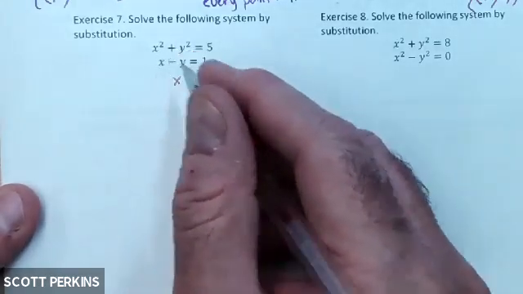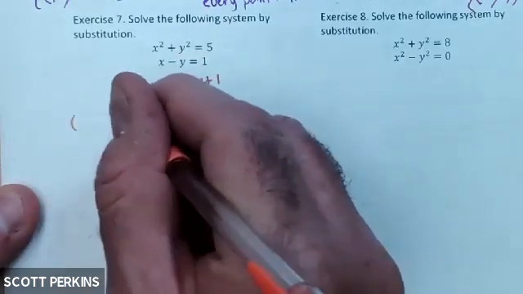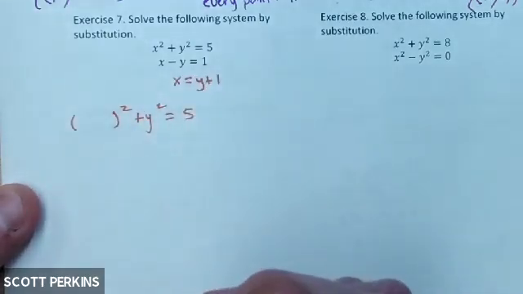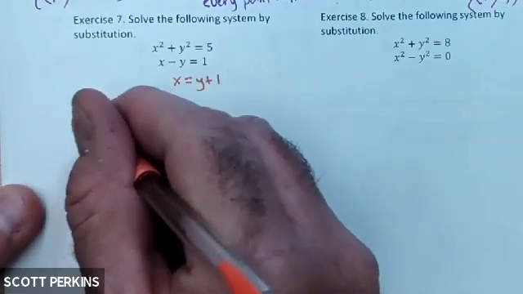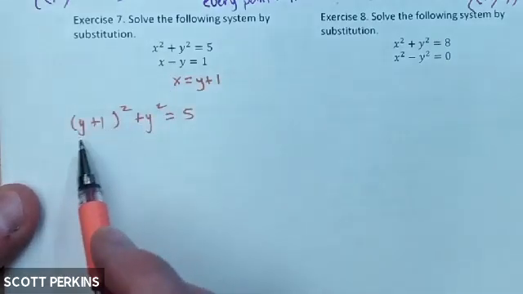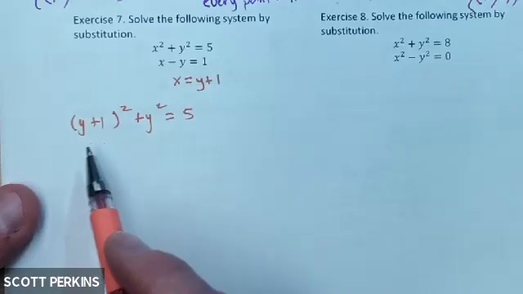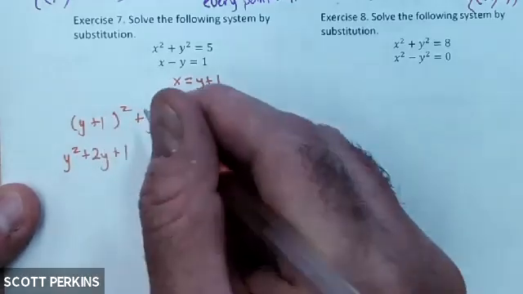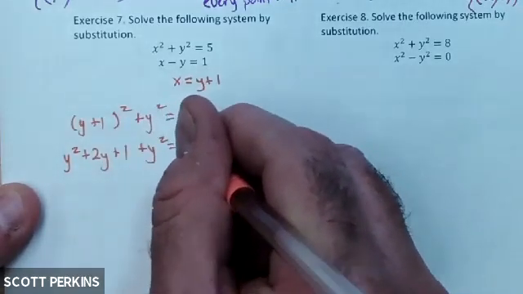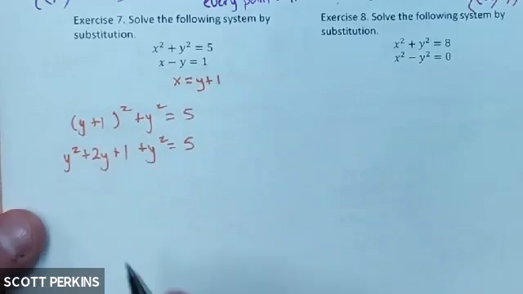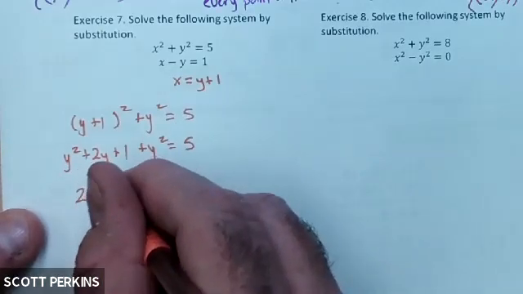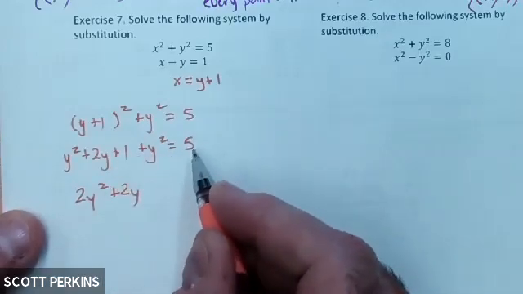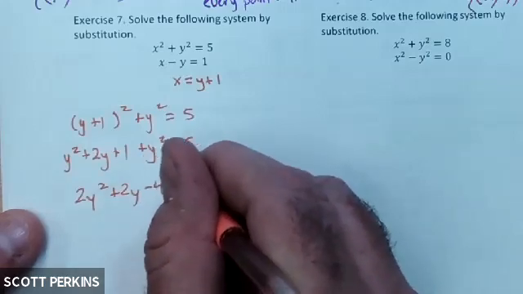So now in my top equation, I'm going to take x squared plus y squared is equal to 5. The x is y plus 1. Again, this y plus 1 squared, you have to FOIL, so don't get lazy on that one right there. So we've got y squared plus 2y plus 1 plus another y squared is equal to 5. y squared plus y squared is 2y squared plus the 2y, and then I'm going to subtract the 5 over because I got a quadratic equation. When I subtract 5, I get a -4.